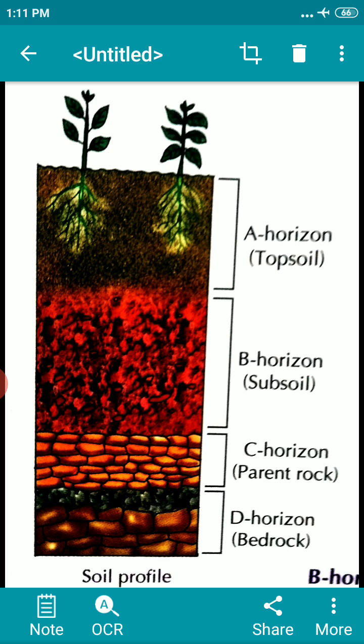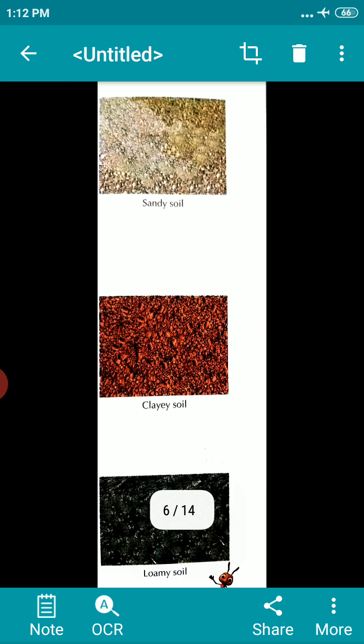Now we'll see the different types of soil. There are three types of soil: sandy soil, clayey soil, and loamy soil. So what are the properties of sandy soil? It has a greater proportion of sand particles, which means the sand particle amount is more, and less content of humus. So it is not good for growing crops. The sand particles are quite large.